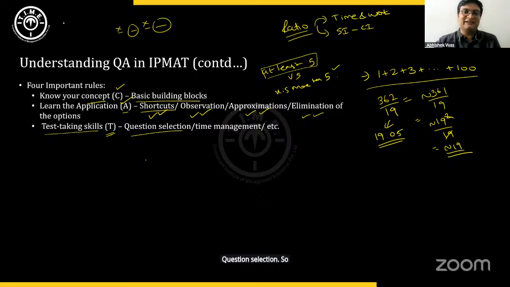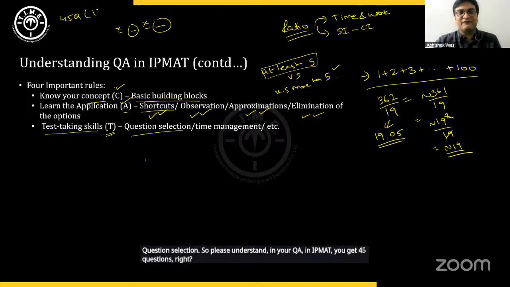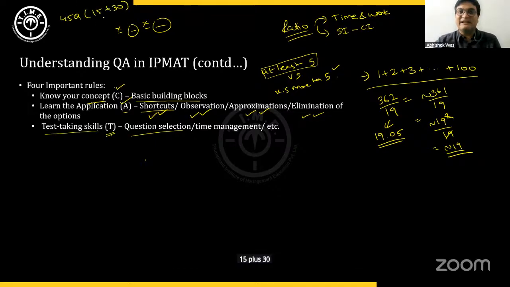So please understand, in your QA, in IPMAT, you get 45 questions, right? 15 plus 30. Is it necessary to solve all of them? Of course not. Even by solving, as I said, roughly 20-30% of the paper, you might clear the cutoff. It's not necessary. But here you need to know which questions to pick, which questions to solve.